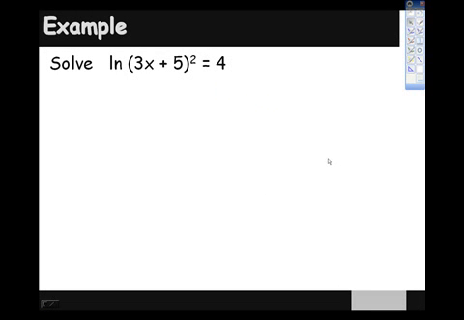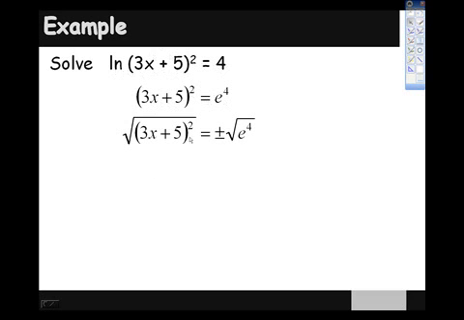In this example, we're going to solve for x. We're going to try to figure out what x is. So we've got the natural log of (3x plus 5) all squared equals 4. So (3x plus 5) squared equals e to the 4th. Remember, this is the base e to the 4th power equals all this stuff.